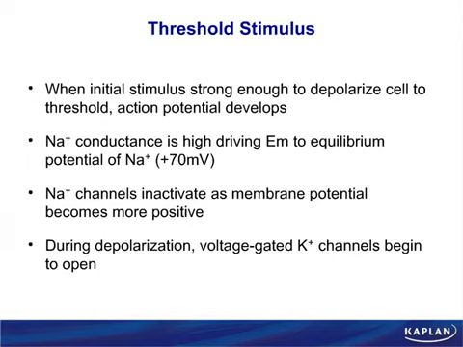So initially, in the upstroke of the action potential, the sodium conductance is very high. And what's the cell going to go toward? Equilibrium potential for sodium, which is plus 70 millivolts. That's your rapid depolarization. Don't forget, as we went through, when membrane potential becomes positive, the sodium channels begin to inactivate, which is going to reduce the sodium conductance. So initially a high sodium conductance, then as membrane potential becomes positive, sodium channels inactivate to reduce conductance.